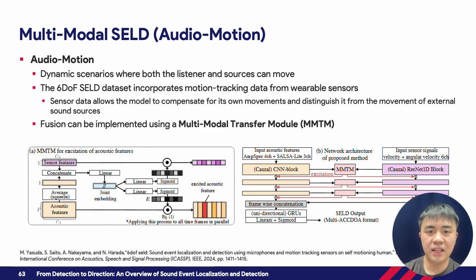As this diagram shows, they use a multimodal transfer module, MMTM, where the motion sensor data, such as the velocity and angular velocity, is used to excite or modulate the acoustic features. So this is an intuitive way to mimic how humans use dynamic cues, like small head motions, to pinpoint a sound's location. It allows the model to also learn to compensate for its own movement and distinguish it from the movement of external sound sources.